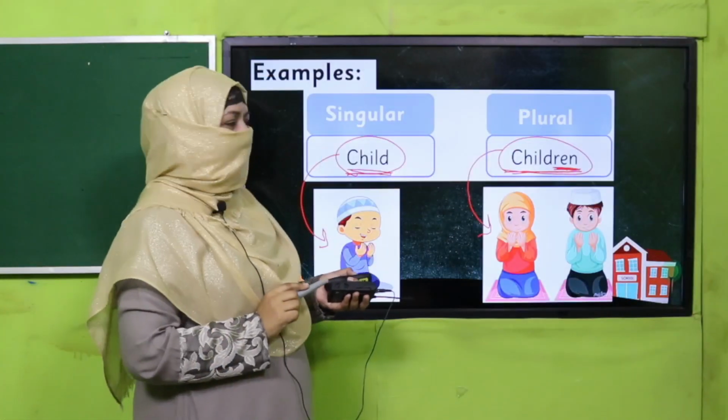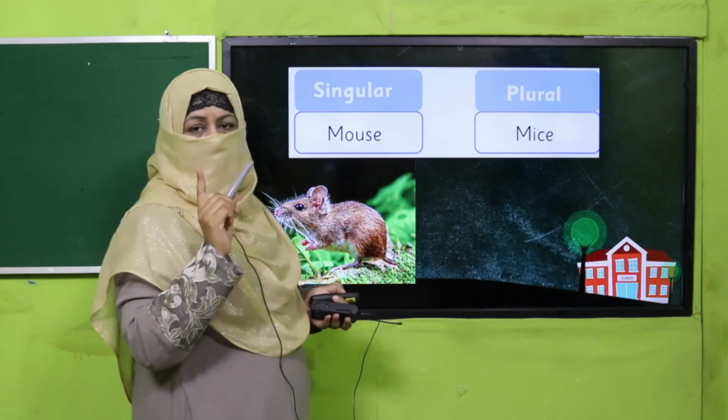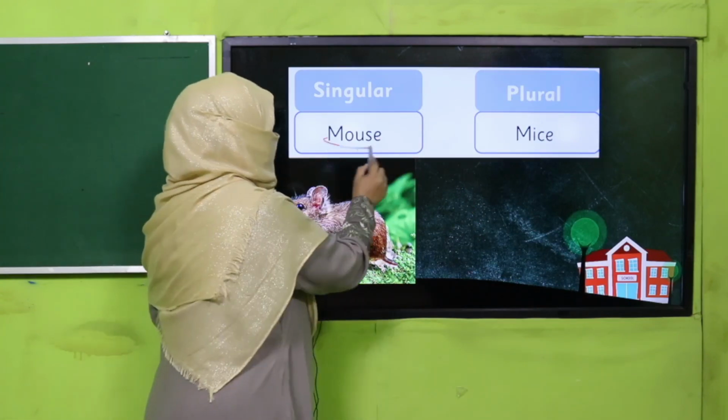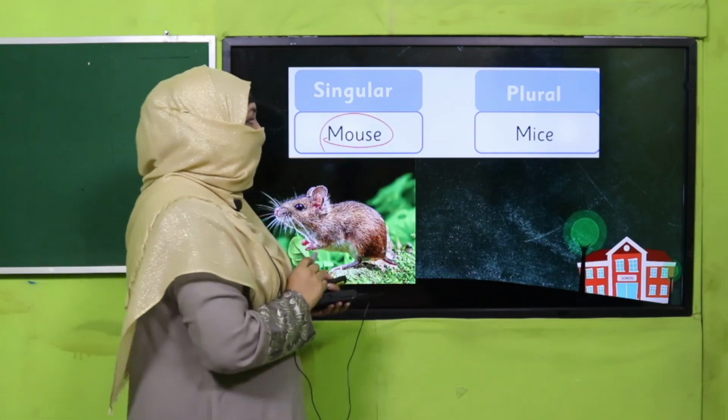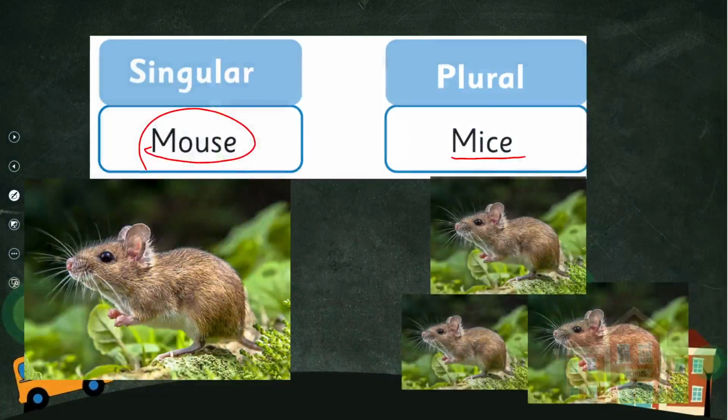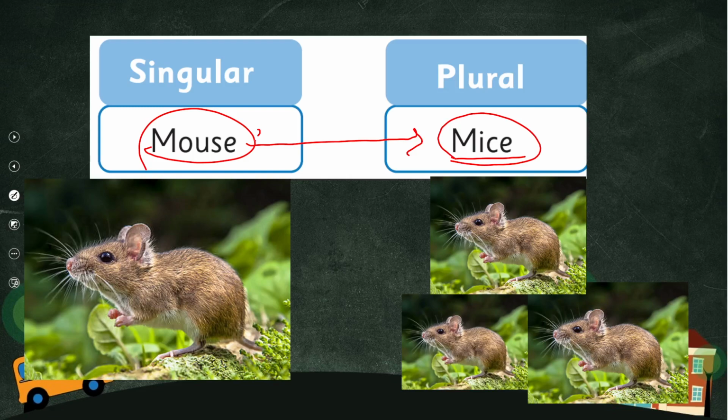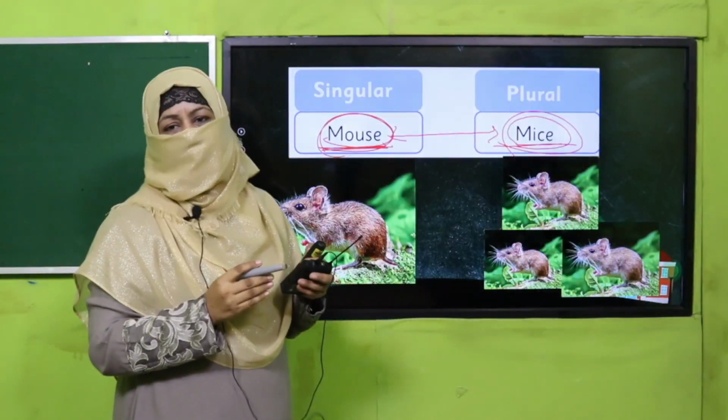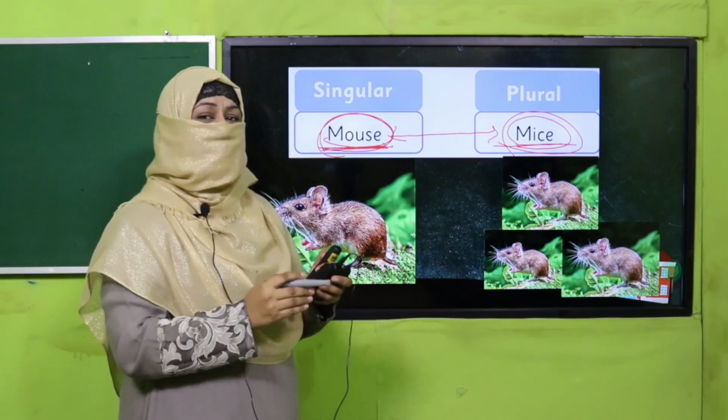Do you understand? Okay. Mouse, one. Now you see mouse is singular. Its plural is mice, more than one. You see the spellings are totally different. So we have to learn such type of nouns which are known as irregular nouns. Right? Because we cannot add s or es to make plural. These spellings are different. We have to learn it. We have to add it in our vocabulary. This is what we are going to do today.